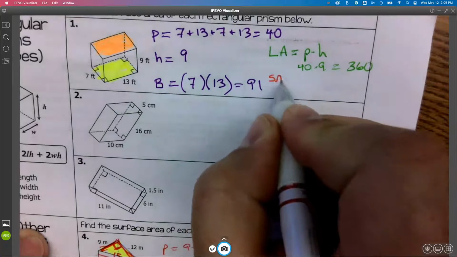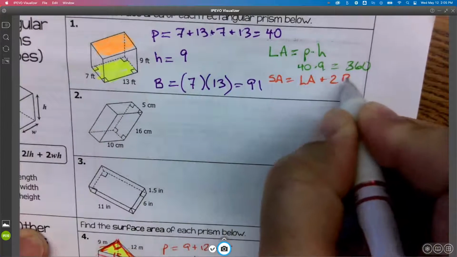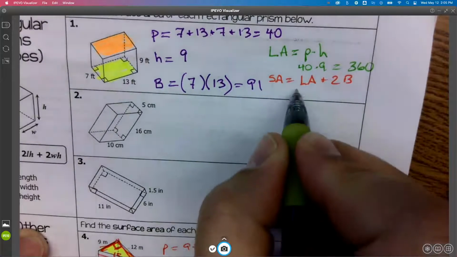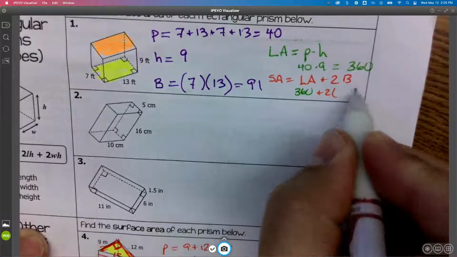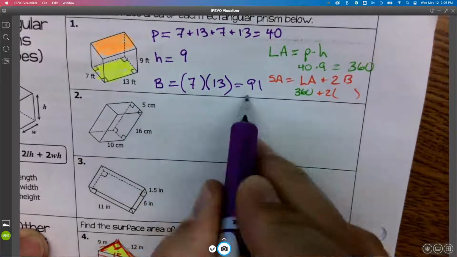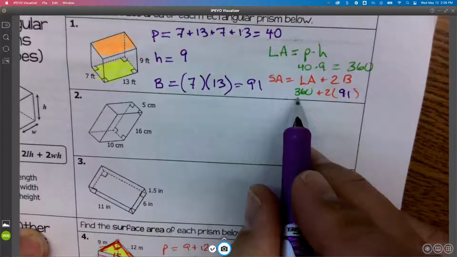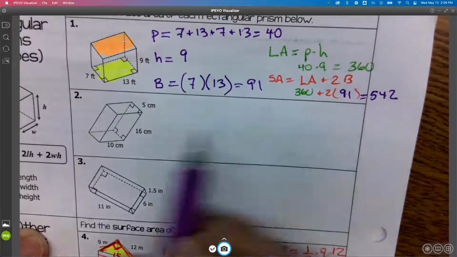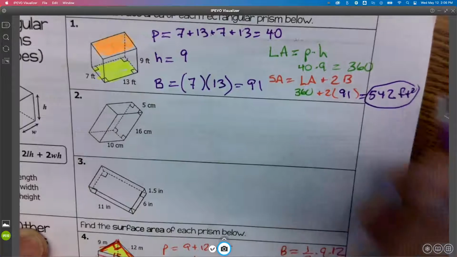Then the surface area formula is the sides, lateral area, plus 2 of the bases. So that would mean 360 for the sides, plus 2 times the base area, which we found is 91. So 182 and 360 is 542. And if these are feet, this would be feet squared.